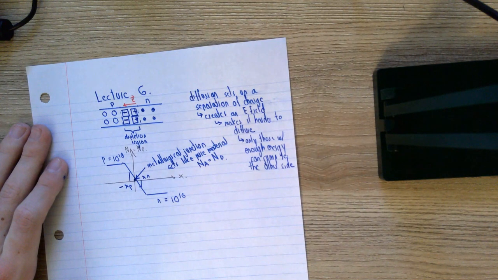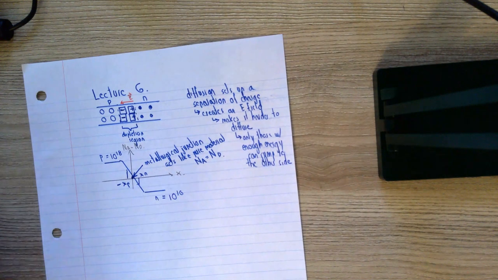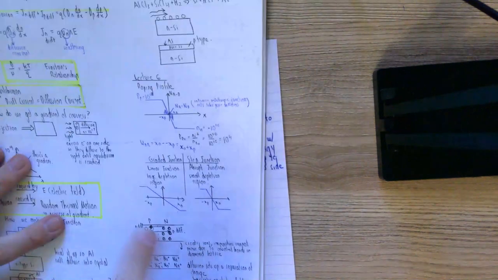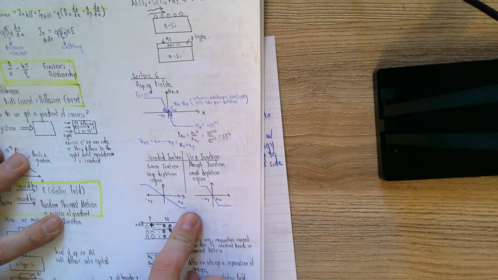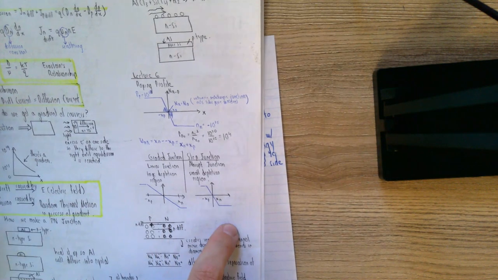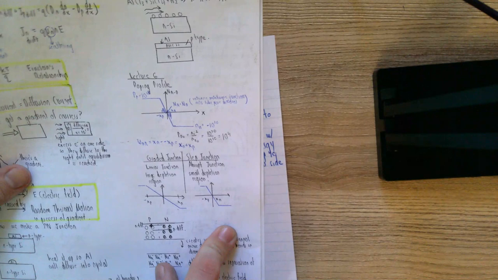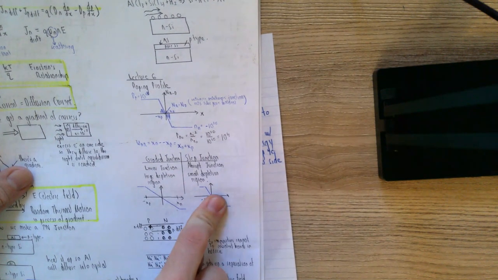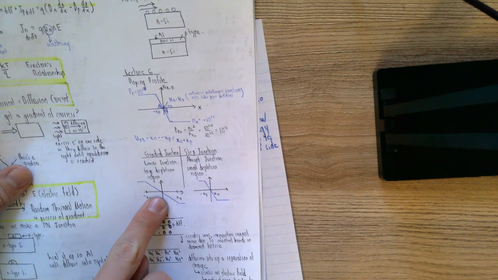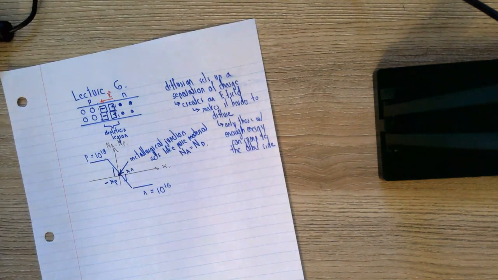And that graph just looks like this, graded junction versus step junction. All you need to know is the graded junction is like a linear junction because there's a larger depletion region, and the step is like a step junction because there's a very short depletion region. So if we zoom out, this one is going to look more like a step, and this one is going to look more like a linear. And this is recorded, so you can always refer back to that diagram.